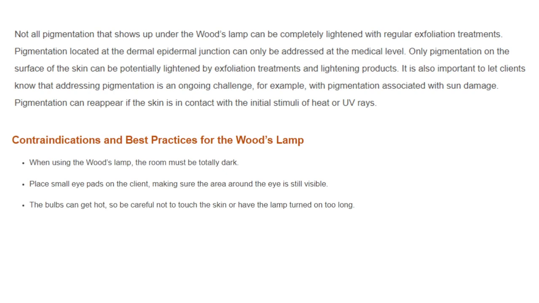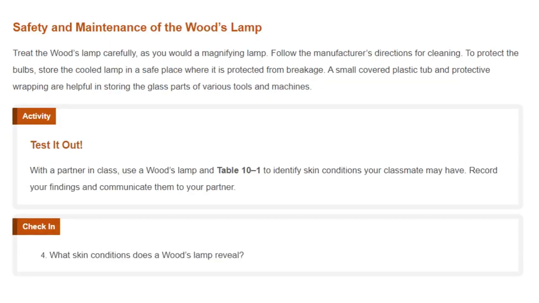Contraindications and best practices for the Woods lamp. When using the Woods lamp, the room must be totally dark. Place small eye pads on the client, making sure the area around the eye is still visible. The bulbs can get hot, so be careful not to touch the skin or have the lamp turned on too long.